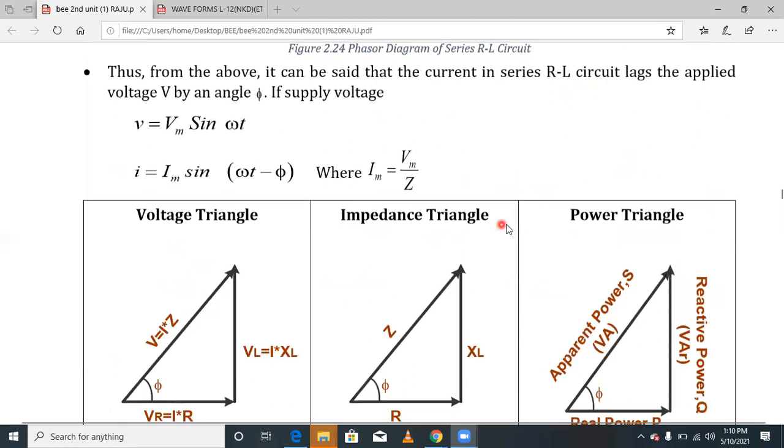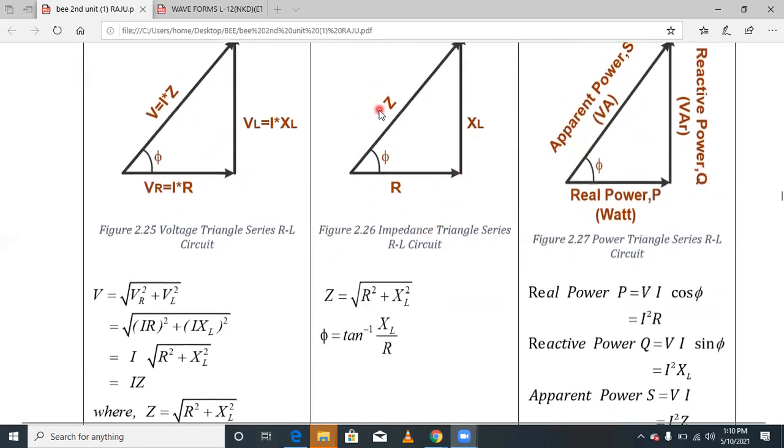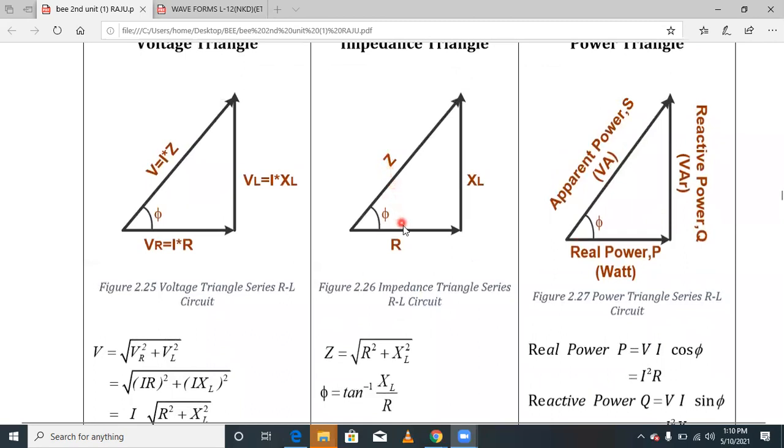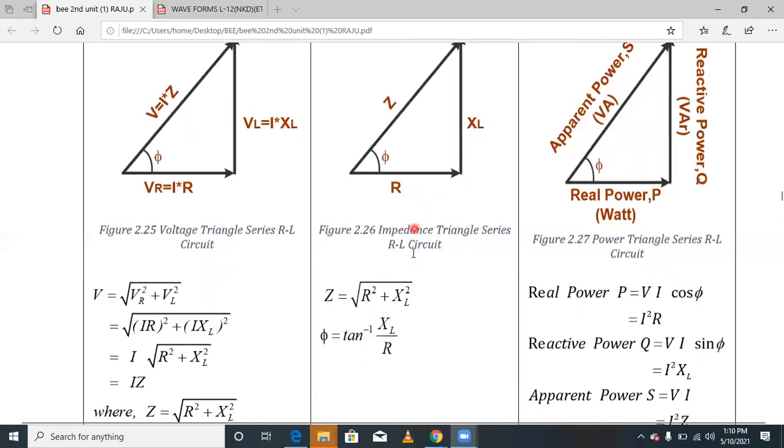And then next, the impedance triangle. This is R, this is XL, and this is Z. Here we have only resistance and reactance, and together they give the impedance. According to the Pythagoras rule, Z is equal to the square root of R squared plus XL squared. And phi is equal to tan inverse of the imaginary part by the real part, that is, XL by R.